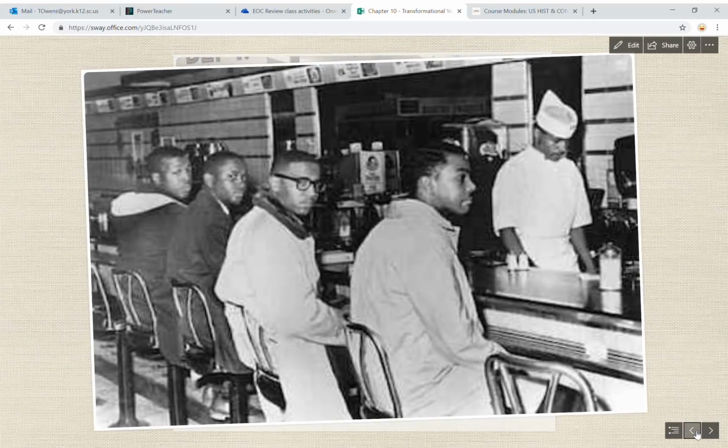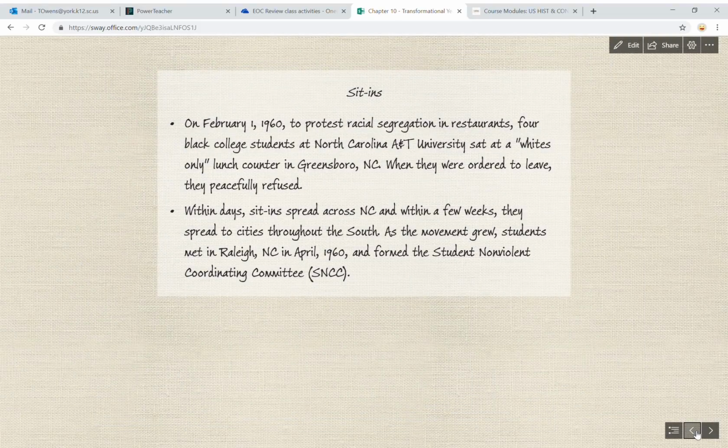And I say this again because that is a huge part of this whole movement. It is non-violence. And those sit-ins are going to spread across North Carolina and throughout the South within days. And as that movement grows, students are going to meet in Raleigh in April of 1960, and they're going to form the Student Nonviolent Coordinating Committee, or SNCC, and I will refer to it as SNCC from here out.